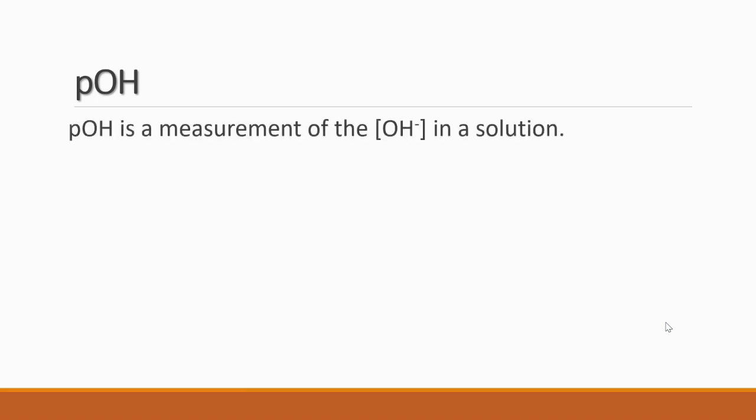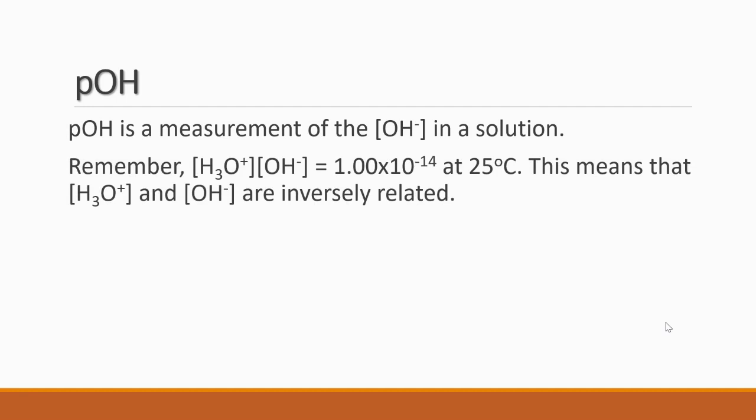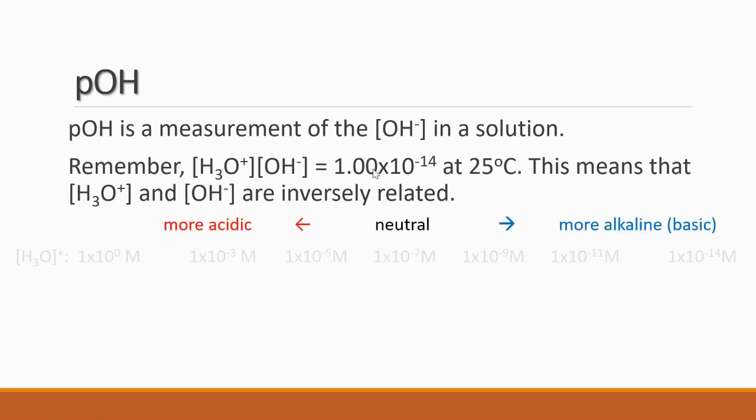What about pOH? What if we want to talk about the hydroxide concentration? Well, there's another scale for that, the pOH scale. And pOH is just like pH, except instead of hydronium, it's a measure of the hydroxide concentration. So if you recall, we saw that hydronium times hydroxide always equals 1.0 times 10 to the negative 14 at 25 degrees Celsius, which means that hydronium and hydroxide are inversely related.